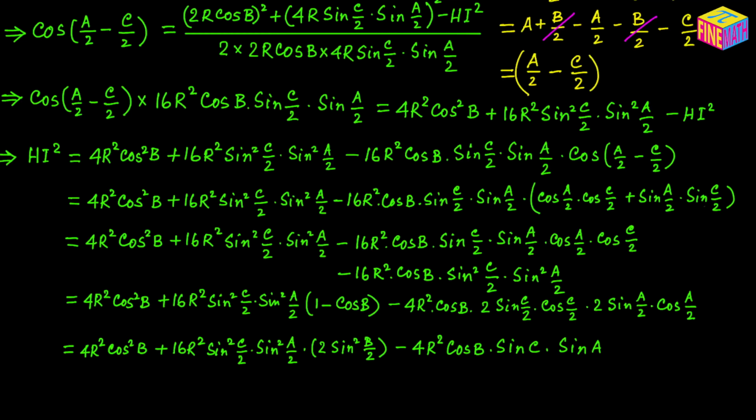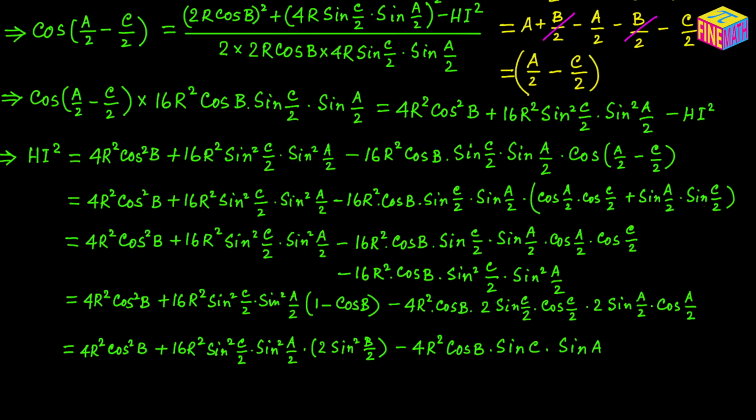So here you see that I have replaced 1 minus cosine of b with 2 times sine squared of b over 2, and wherever we had 2 times sine of c over 2 times cosine of c over 2, I have replaced that with sine of c, and also 2 times sine of a over 2 times cosine of a over 2, that has been replaced with sine of a. In the next step, I'm going to play with the second term here.